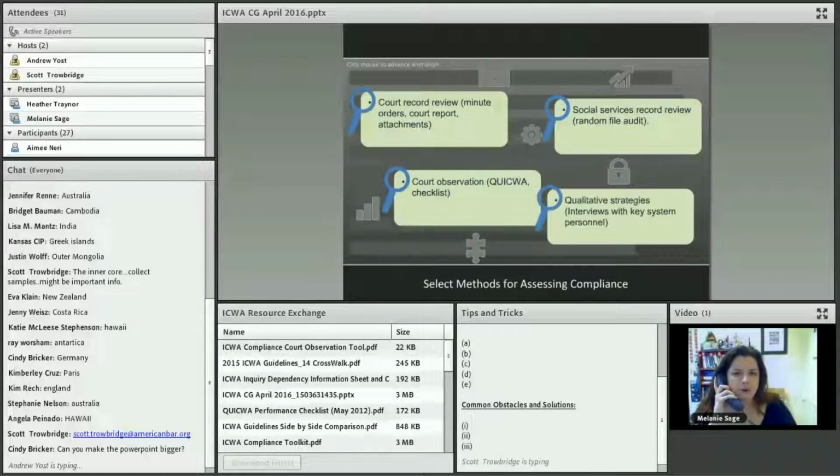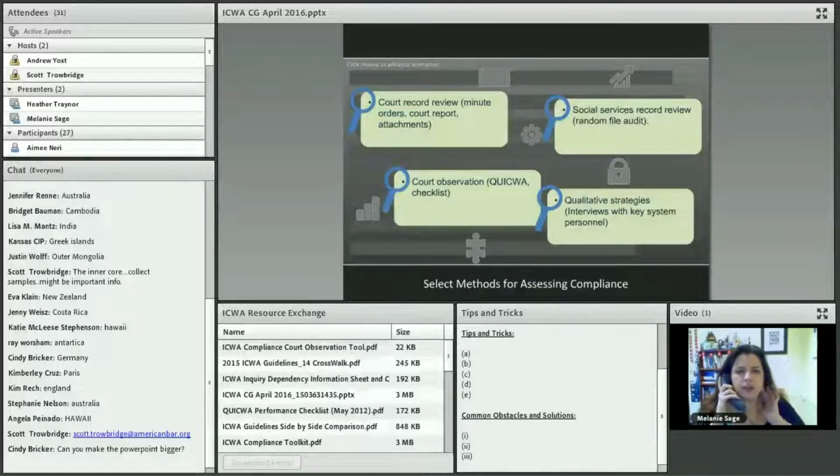One way is to look at court record review, and this is the method that we're using. The North Dakota court record system is called Odyssey, and it contains minute orders and affidavits and attachments and return receipt cards and things like that.